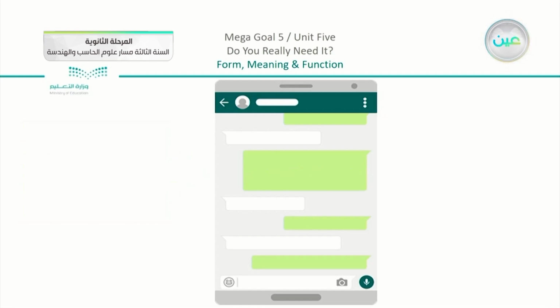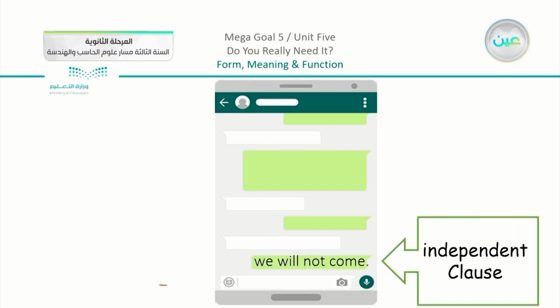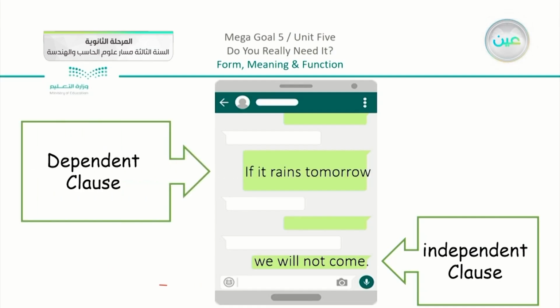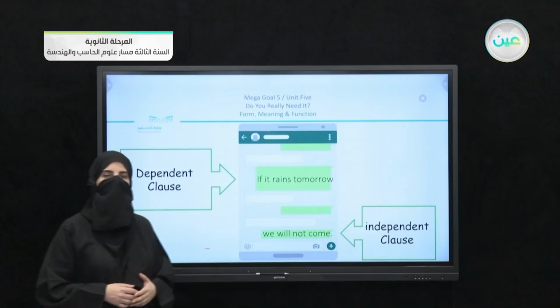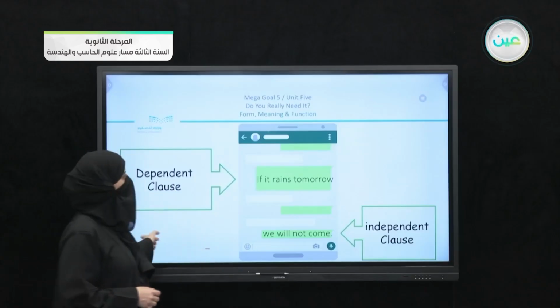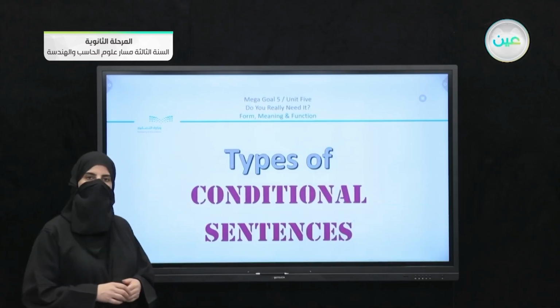On the other hand, if we just wrote, we will not come. Just imagine that you just received this text, which is we will not come. You have received a complete idea, a complete meaning here, which means that we have the independent clause. And together, if it rains tomorrow, we will not come. We have a complete sentence, complete meaning, and we have the if clause. It supports the main clause in the sentence. So we do know that the if clause is going to be the dependent clause here.